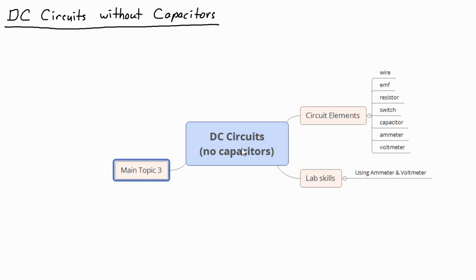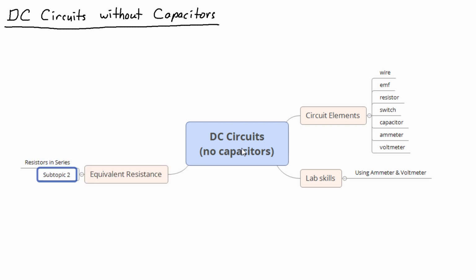The next thing to look at is something called equivalent resistance. And this applies for resistors that are in series and for resistors that are in parallel. We'll also take a look at some things called Kirchhoff's laws, where we have the current law, which is sometimes called the junction rule. And then we have the voltage law, which is sometimes called the loop rule.